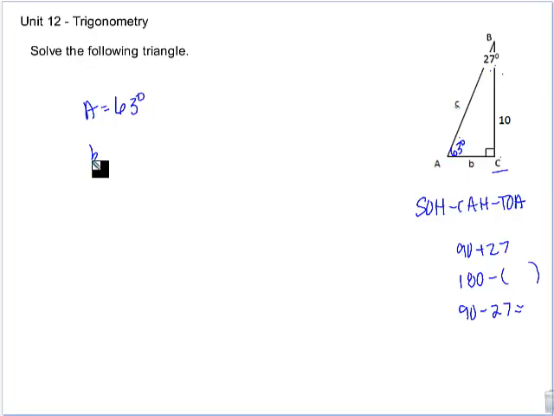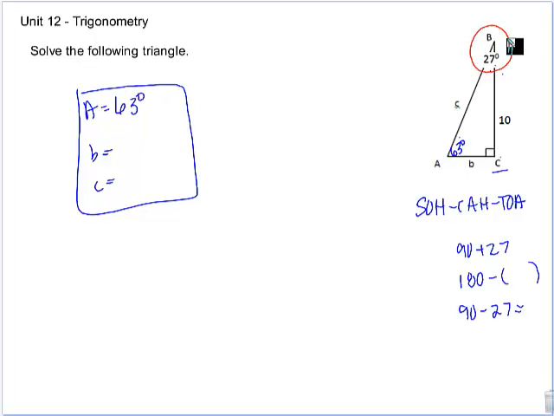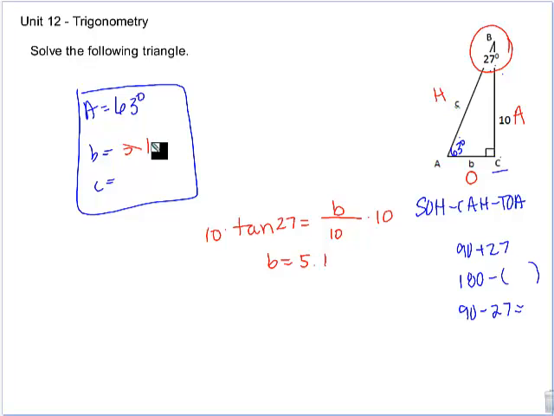Now we need to find side B and side C. So I'm going to do this with respect to the 27. So with respect to 27, side B is our opposite, 10 is our adjacent, and C is our hypotenuse. So we know the adjacent, which means we could use tangent of 27 is the opposite side B over adjacent of 10, times by 10 to solve for our B. So 10 times the tangent of 27. B is equal to 5.1. So 5.1 for our side B.